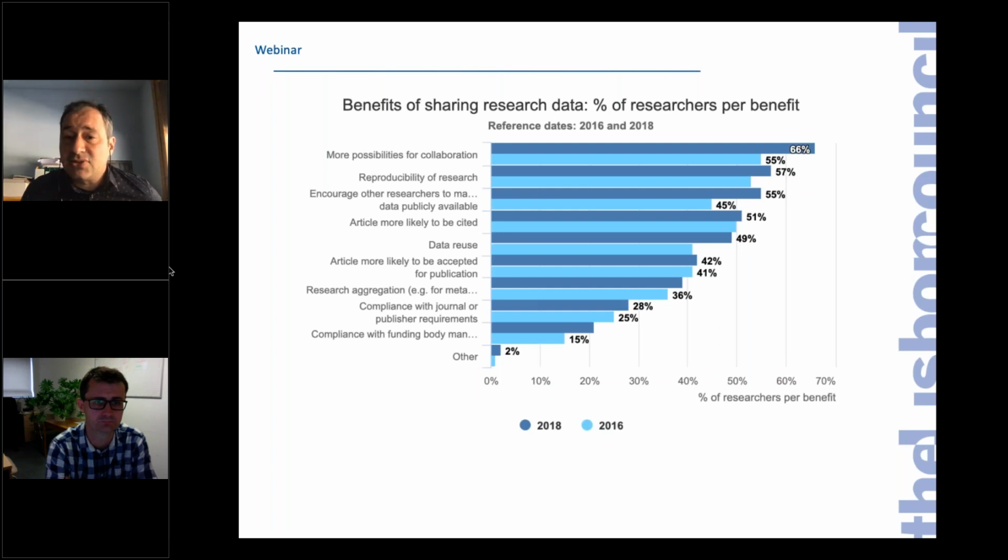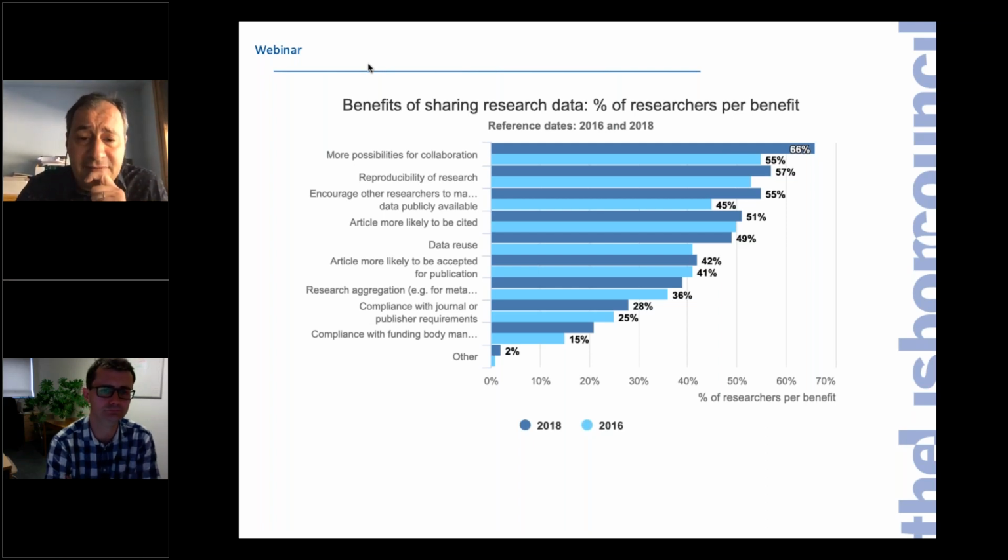One of the lessons is that compliance with funding body mandates is not the main reason for sharing their data. So this is something that is certainly relevant for us.